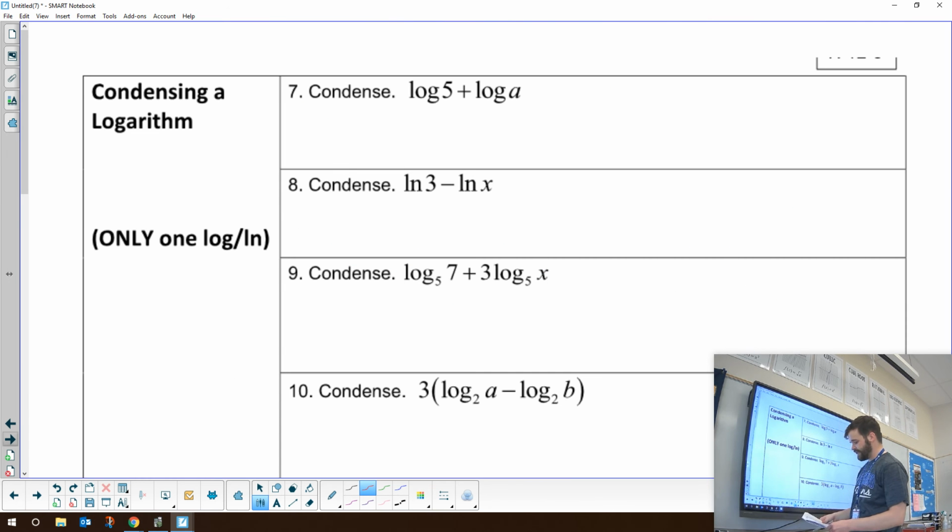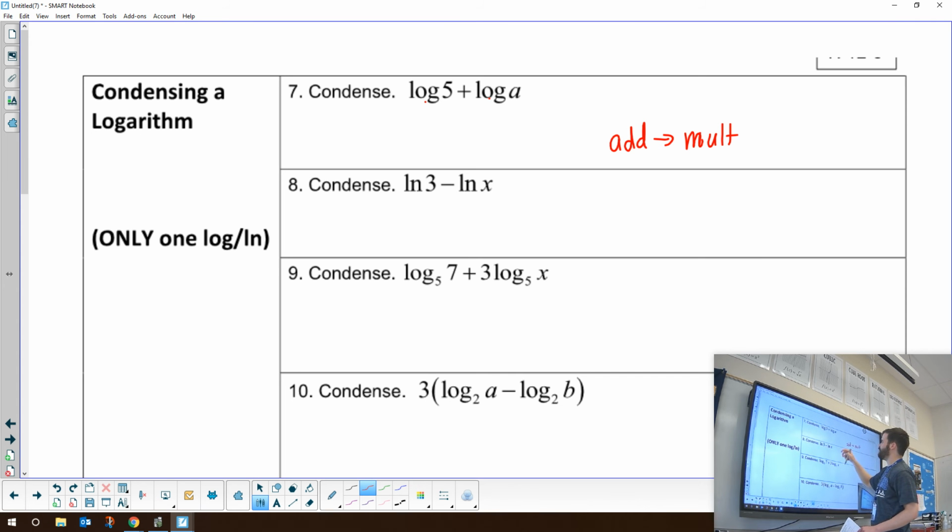Okay, condensing a logarithm. Condensing a logarithm, we go opposite. So whenever we add, like on this first one, we're actually going to combine these two to be one singular logarithm. And whenever we add these two, we are going to actually end up multiplying these.